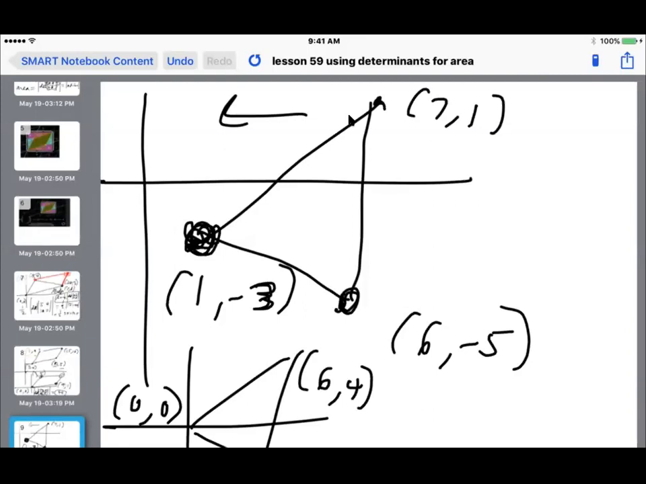What are our points? 0, 0, 6, 4, and 5, -2. See that? So 6 times -2 minus 4 times 5 is -12 minus 20. Looks like -32 was the determinant. So the answer, type it in then. So the answer is 16 is the area of this triangle.